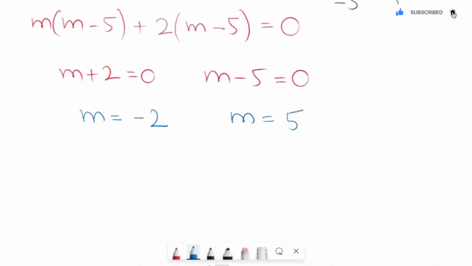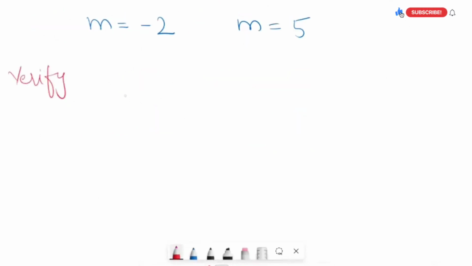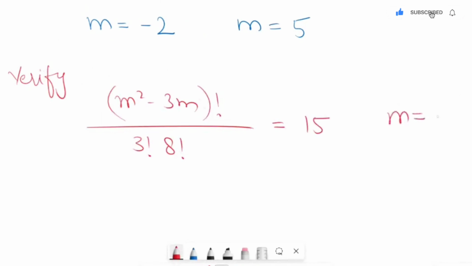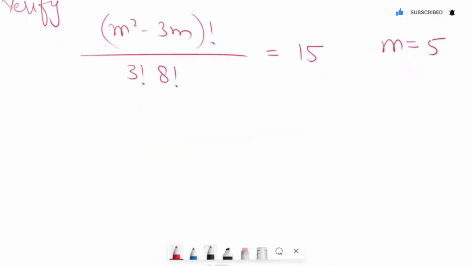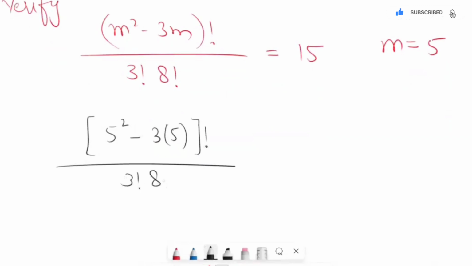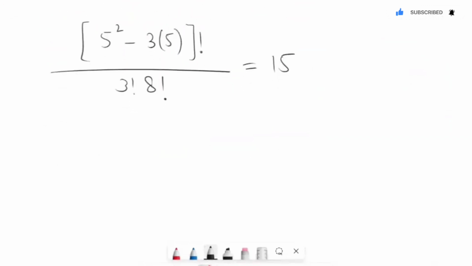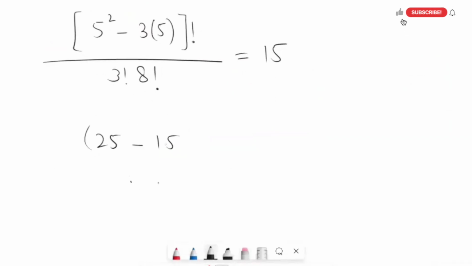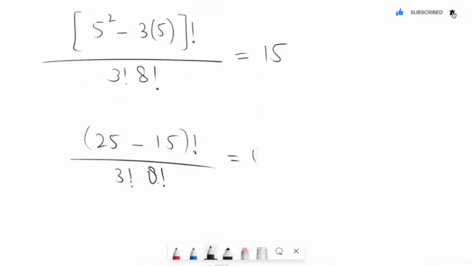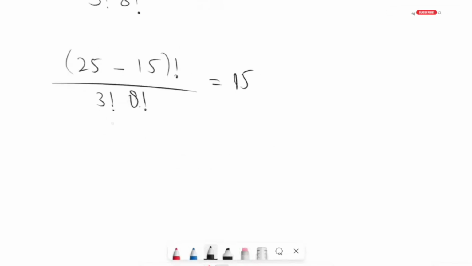Now we are going to verify my answers by plugging in the m values, −2 and 5. Our equation is, here we are going to take the m value 5. Now we start plugging in the values: (5² − 3 times 5)! over 3! times 8! is equal to 15. This will turn to (25 − 15)! over 3! 8! is equal to 15. Then this will turn to 10! over 3! 8! is equal to 15.